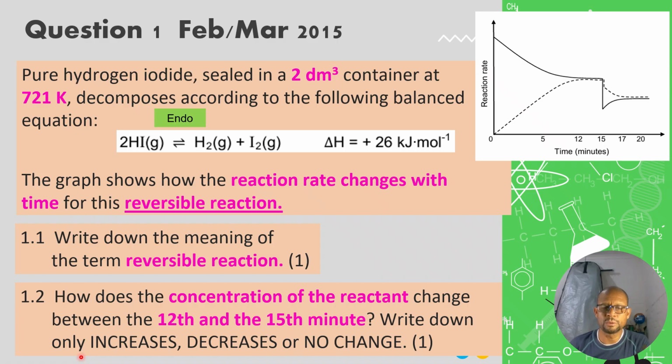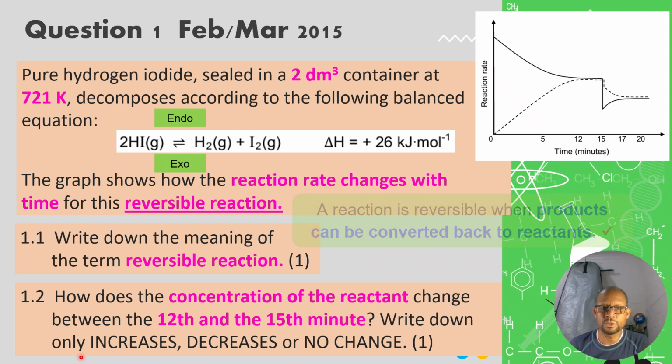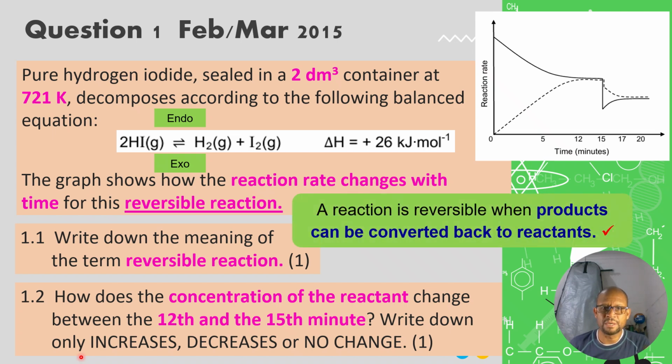But before we continue, let me just highlight for you again that the forward reaction is endothermic and the reverse reaction will always be the opposite of the forward reaction. So that will be an exothermic reaction. Anyway, let's continue. So the reversible reaction, a definition for that is: the reaction is reversible when the products can be converted back to the reactants, and it must be the original reactants.